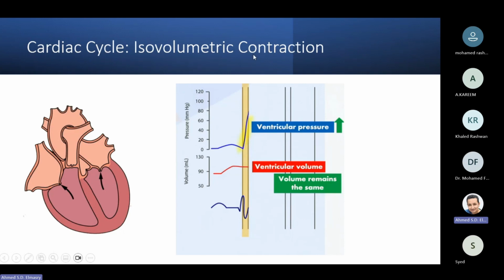So the isovolumetric contraction phase starts by ECG at the peak of the R wave till the end of the QRS complex. At this phase, the mitral valve will close, so there will be no change in the volume inside the ventricle, while the left ventricle will start the contraction. This will lead to an increase in the pressure in the left ventricle, reaching this point.